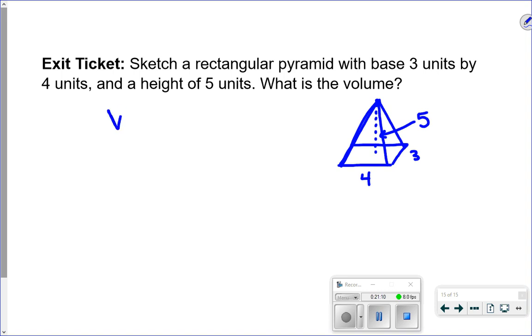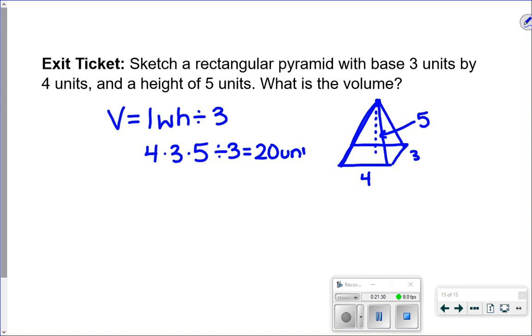This is a rectangular pyramid. So we're doing length times width times height divided by 3. So here's my numbers. 4 times 3 times 5 divided by 3. When I do 4 times 3 times 5 and I divide by 3, I get 20. They told me to use units, so I'm going to do units. And then cubed is my final answer.